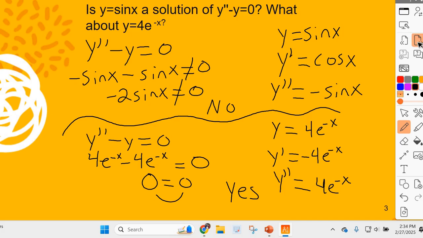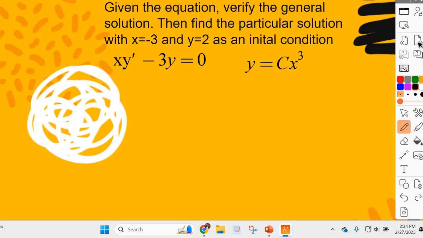Alright, let's look at another one. It says given the equation, verify the general solution. If it tells us to verify, should it work? Yes. We did something wrong if we get no, because it should work. Then find the particular solution when x equals negative 3 and y equals 2 as an initial condition.